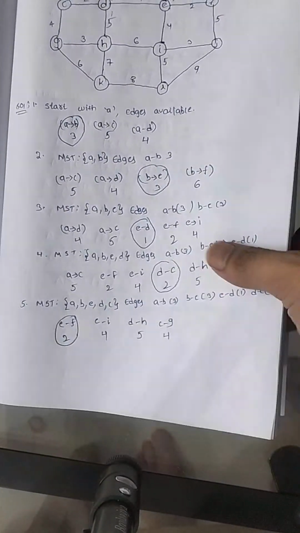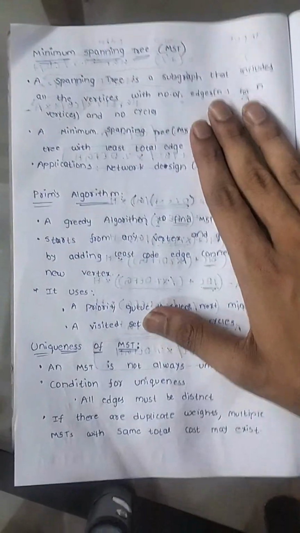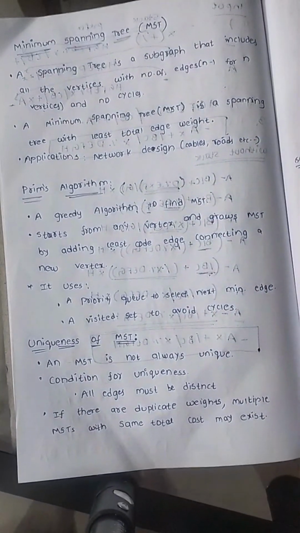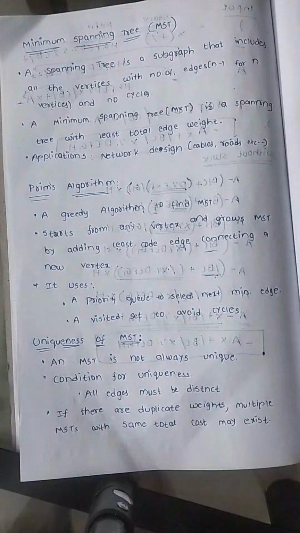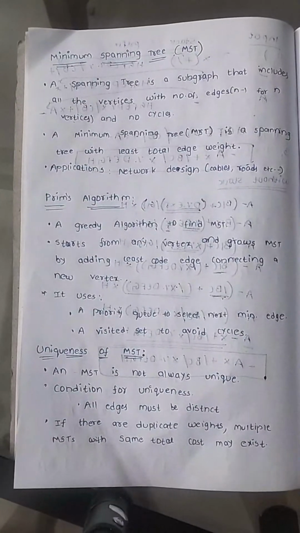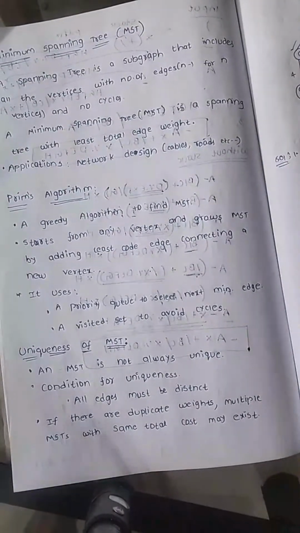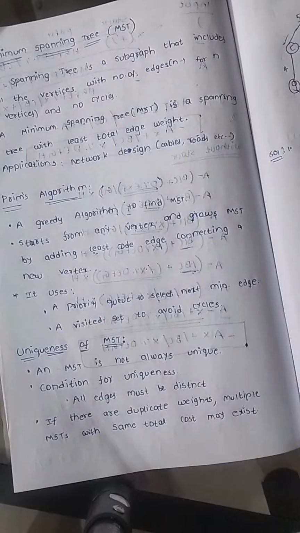For doing Prim's, you need to know what is a minimum spanning tree, what is Prim's algorithm, and what is uniqueness. Uniqueness is at the last part of the question, but in the first part you need to know what is meant by MST and what is meant by Prim's. And it uses a priority queue to select the next minimum edge.